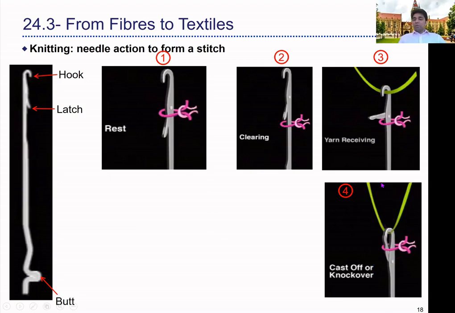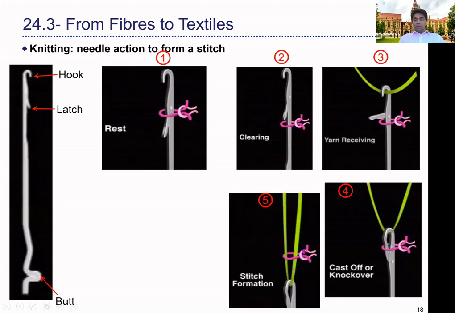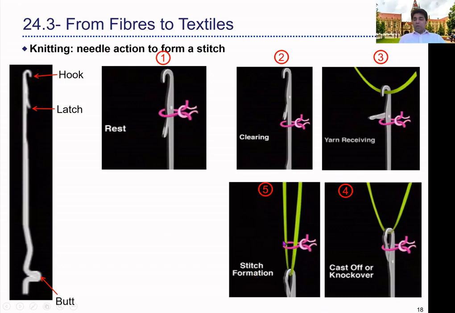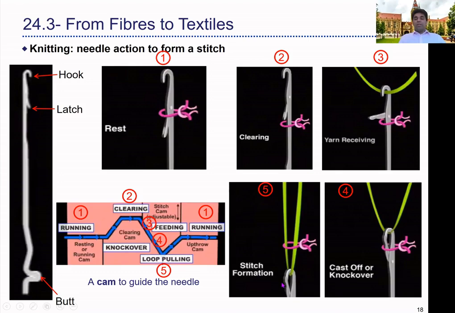Right, okay, so now it is moving down and it is about to create a new stitch. So now it has moved down to the stitch formation. Right, the new stitch has formed already. Then this needle has to release the fiber from its hook. So as the needle moves up, the latch automatically opens up, and then it will clear the fiber, and then it will take the next one to create the next stitch.